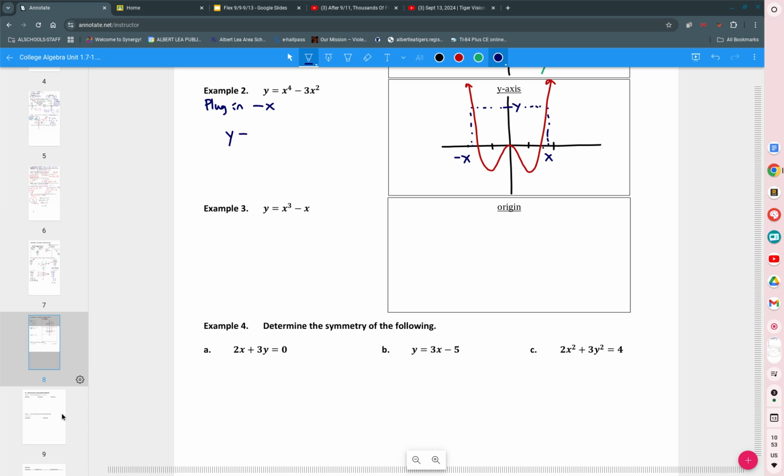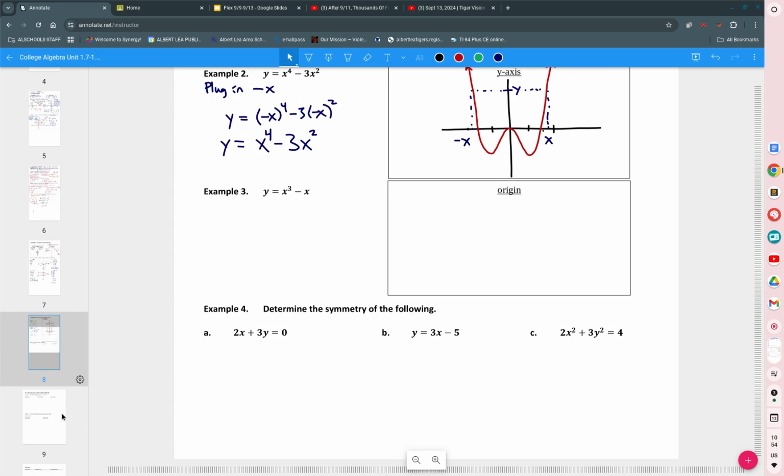So I have y equals. Again, I use parentheses when I plug in the negative. What happens when you take a negative to the 4th power? If it's an even power, it's going to make it positive. An odd power will be negative. So I have positive x to the 4th minus 3 times a negative x squared, which is a positive x squared. Notice how that is the same as what we started with, which means it is symmetrical about the y-axis.